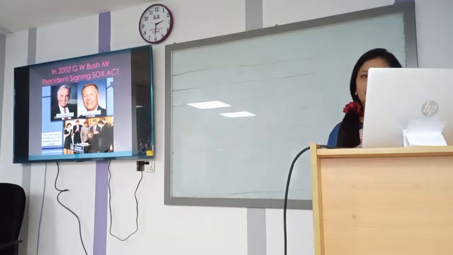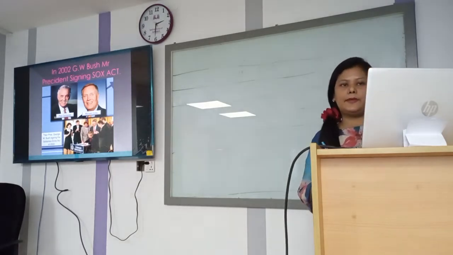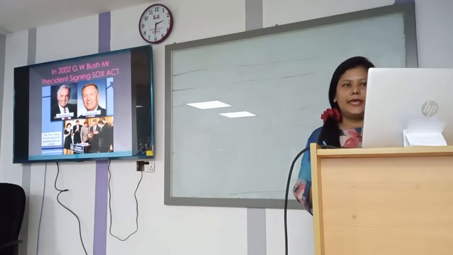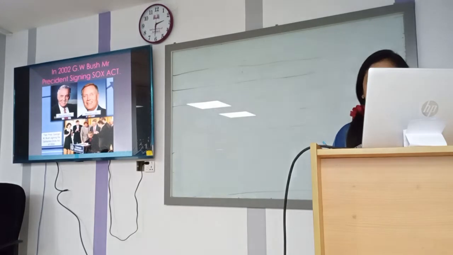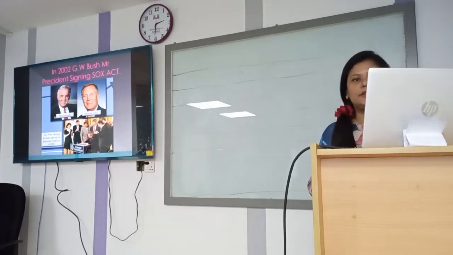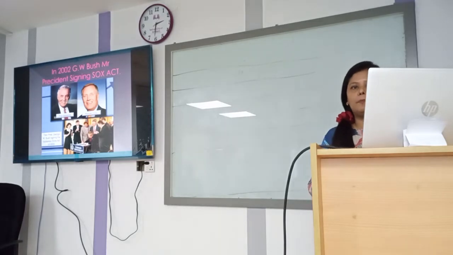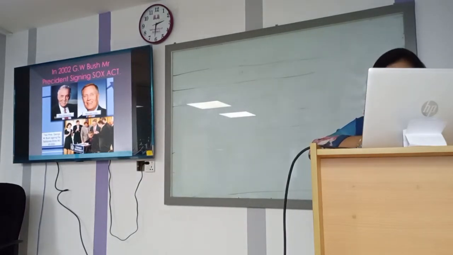Section 302 and Section 404. The SOX Act consists of 11 sections. All public companies in the U.S. must comply with this Act. Section 302 and 404 are for public companies. Next slide, please.